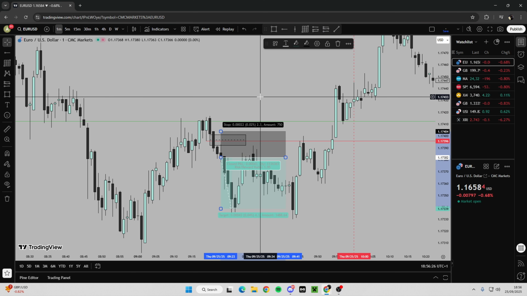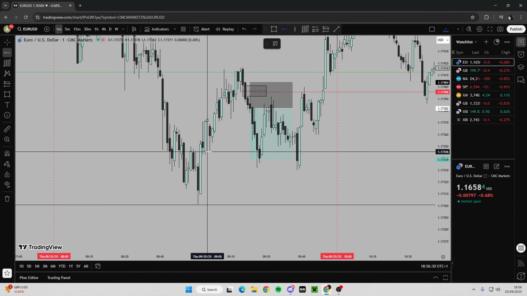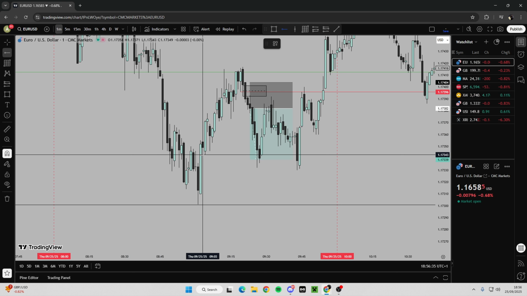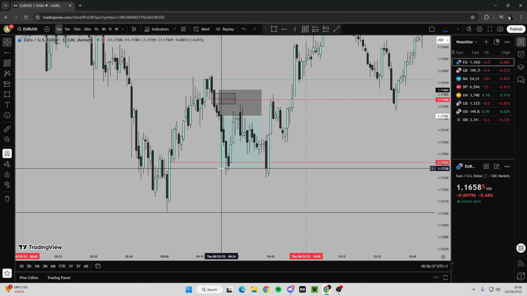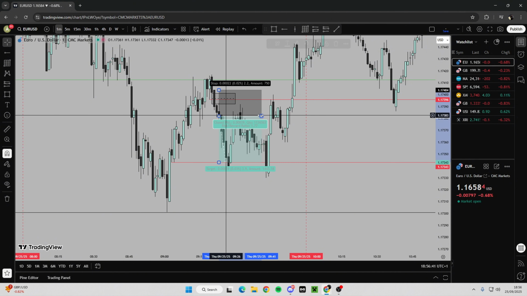I didn't take this trade, by the way. I'm just showing what you could have taken. Your first take profit could have been at this low. There's also a fair value gap there, so it would have probably been that one. And your first take profit would have been a 1 to 1.77.